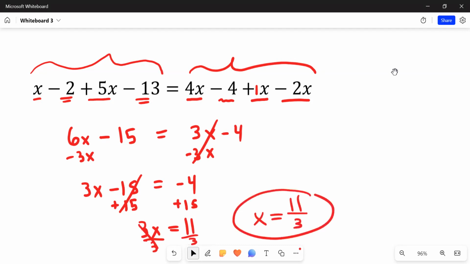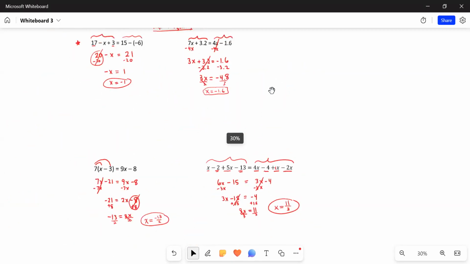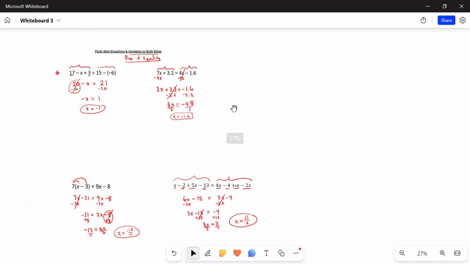So in summary, your basic strategy is to simplify both sides of the equation as much as you can, and then use the property of equality till you get x isolated by itself.